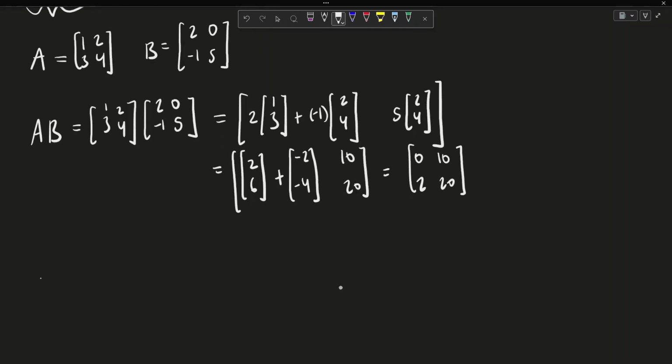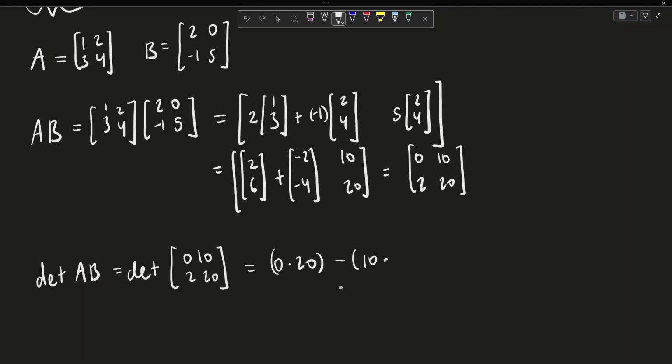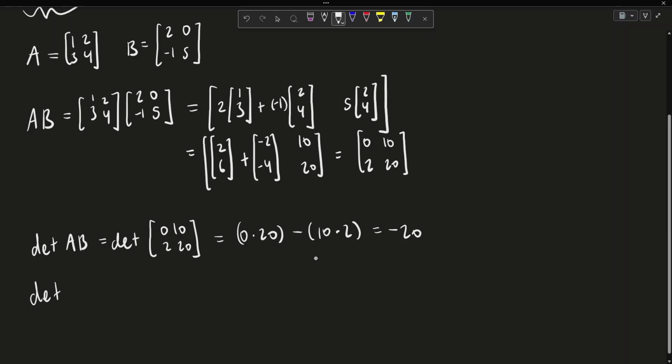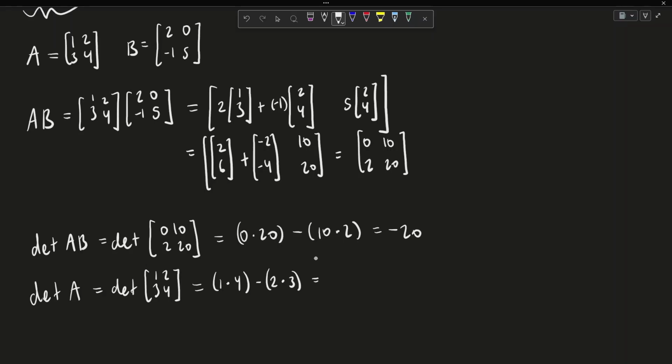So if we take the determinant of this, we'd be taking the determinant of 0, 10, 2, 20. And this gives us 0 times 20 minus 10 times 2, which is -20. However, if we took the determinant of A, which is the determinant of 1, 2, 3, 4, we get 1 times 4 minus 2 times 3, we get 4 minus 6, which is -2.